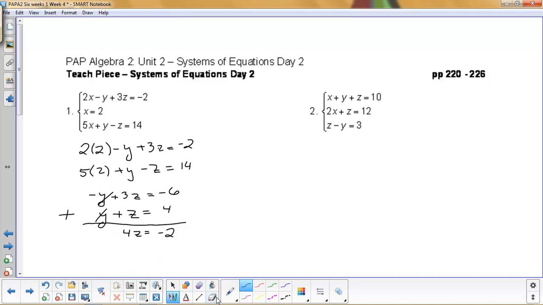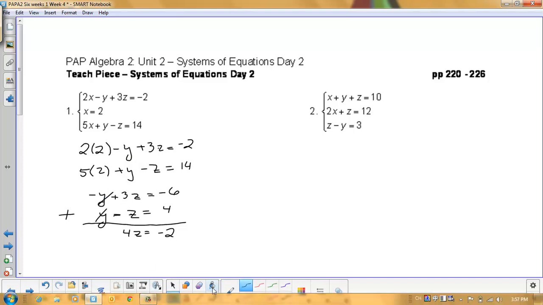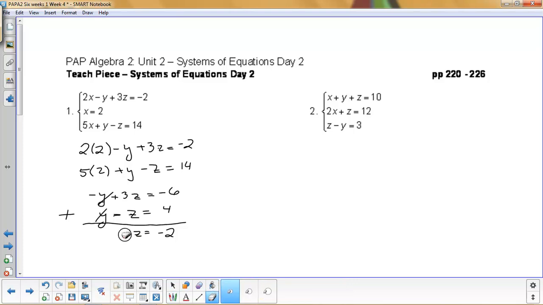Oh, I really wish I would copy these down properly. I really apologize for that. Subtraction, not addition. And that becomes 3z minus 1, which is 2z. Negative 2 divided by 2 is negative 1. So your first answer is z equals negative 1.